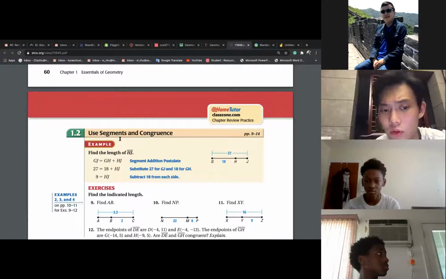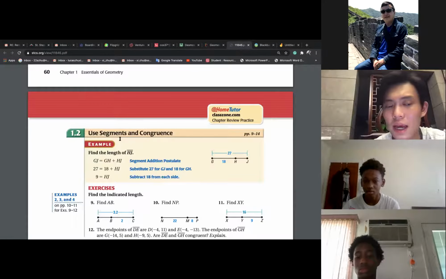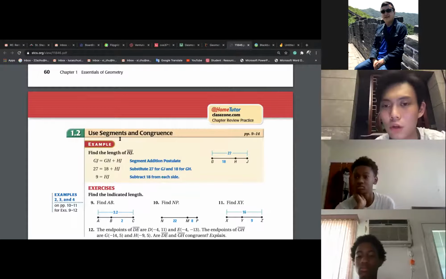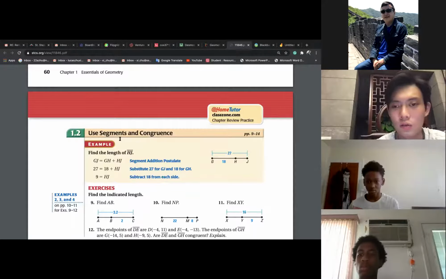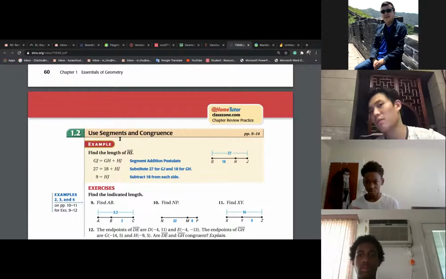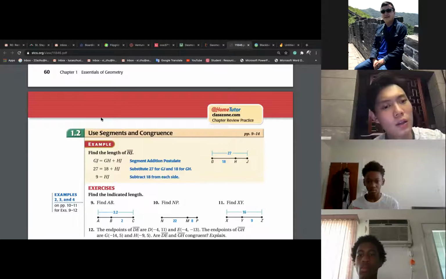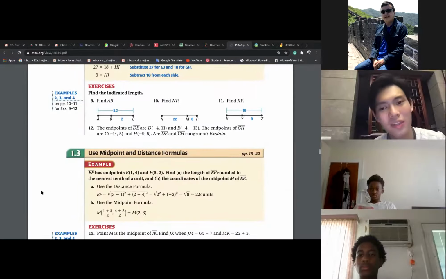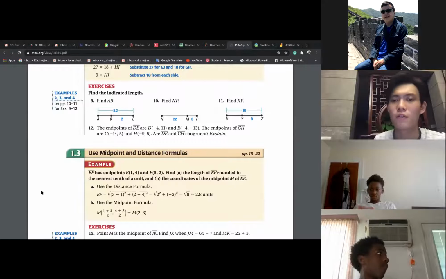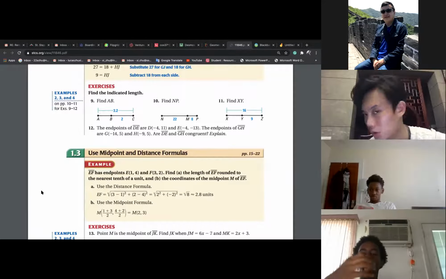In geometry, most of the time, they ask you to find the relationship between two planes or two points or two segments or lines. They're either congruent to each other or they add up to something that you know. So remember, you have to find their relationship. There are always connections between them, and if you find that, the answer will come out easily. It's just too easy if you can find the relationship between them.